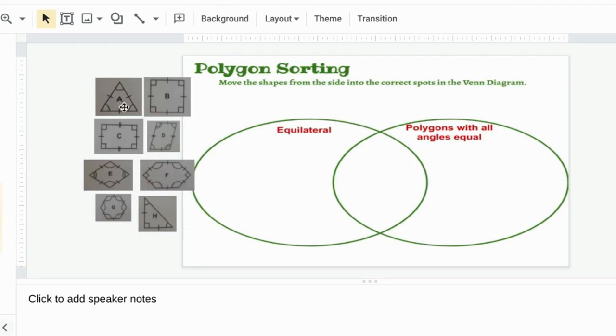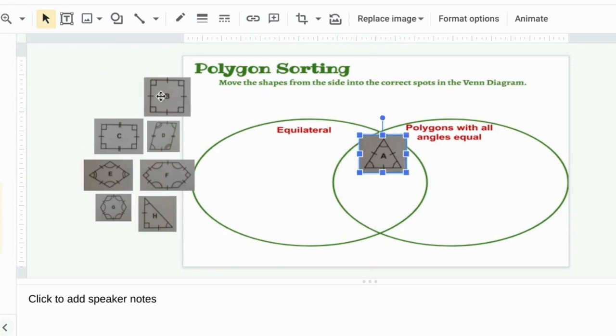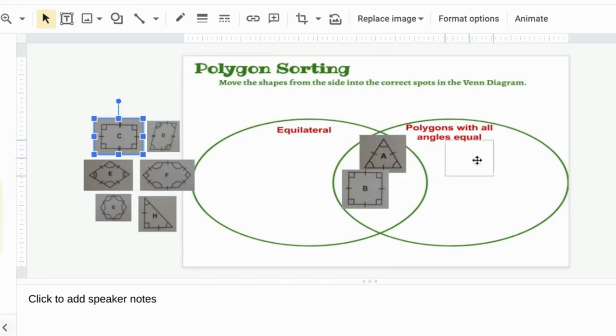So if we start here with A, it has 3 angles marked the same and 3 sides. So that's going to be right in the center. B as well has all our sides marked the same and all our angles marked the same. They're all right angles. C, all our angles are the same. They're all right angles, but it's not equilateral because my top and bottom are longer than my 2 sides. So it has equal angles, not equal sides.